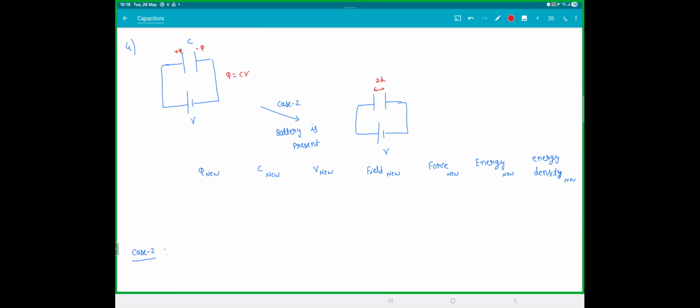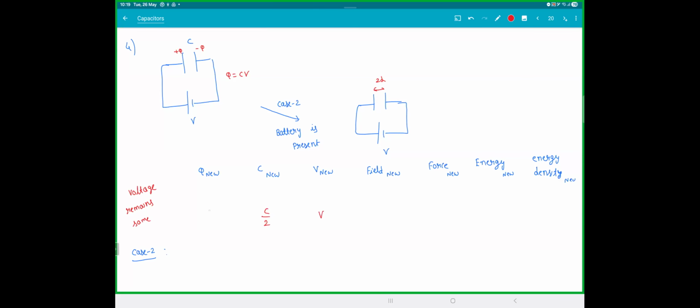Okay, let's see the second one. When you keep the battery, remember, battery will keep the voltage same. Whatever you do, voltage will remain same. That is the point of a battery. So if you remove the battery, the charge has no place to go, so it will remain there. If you keep a battery, the voltage will remain same. So voltage will remain same, V. Capacitance will become half.